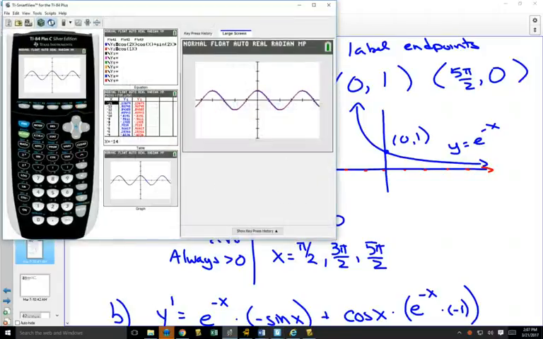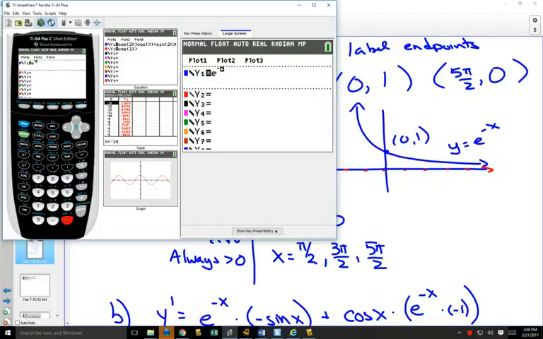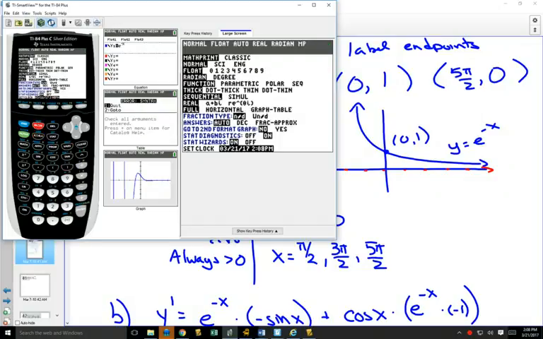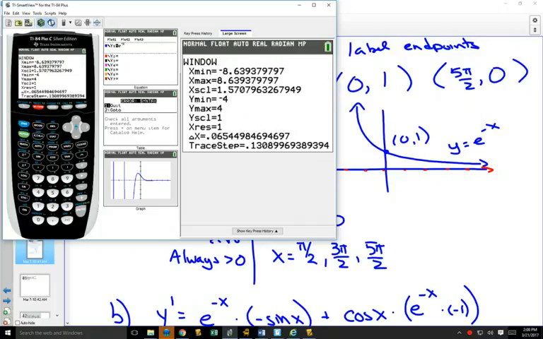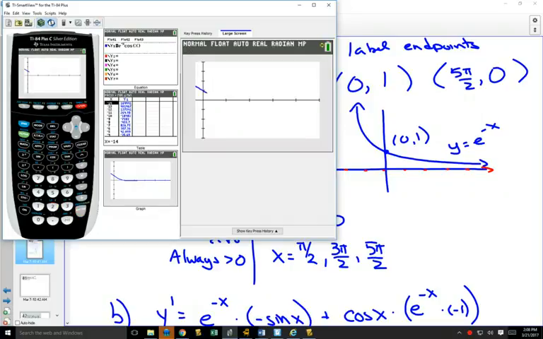So if I go to my calculator, I am going to type that in, e to the power of negative x multiplied by cos x. Make sure that my mode is in radians. It is. I'm going to go to my window and set my x min to negative 0.5, my maximum to 5 pi over 2. And I'm going to hit graph, not worrying about anything else right now. Wonderful.